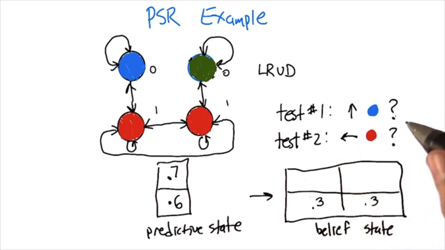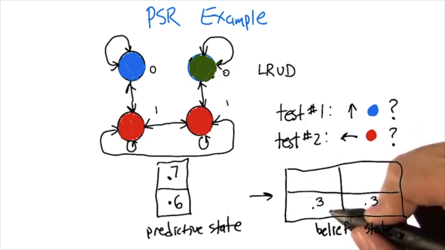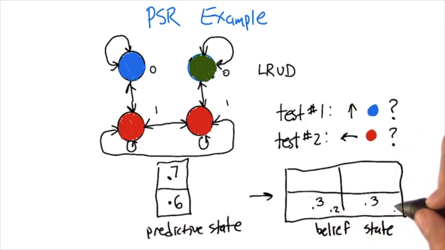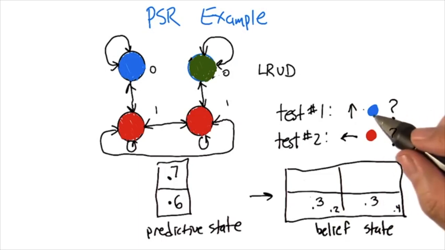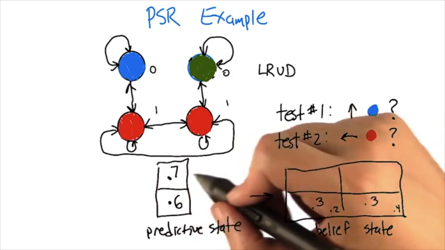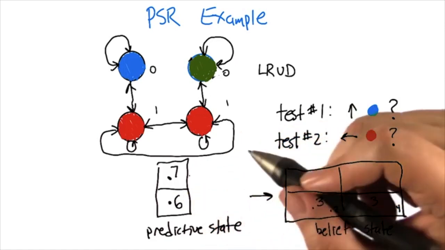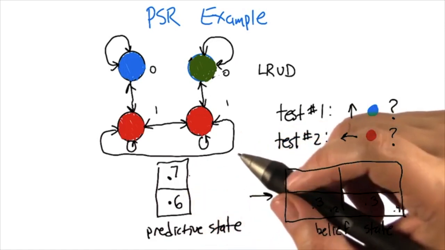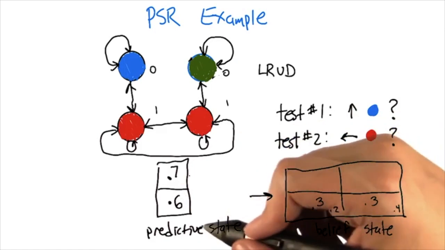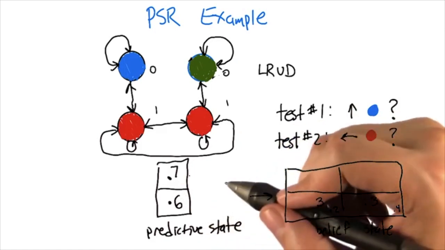Right. Now what if it were instead 0.2 and 0.4? That would also give us 0.6. Right. And I'm going to claim that since all we're doing is taking two numbers and adding them together to get a third number, there's an infinite number of those. But we're not done yet because we didn't do test number 1. So our current predictive state says test 1 has a probability of 0.7 and test 2 has a probability of 0.6. So there's an additional constraint there.